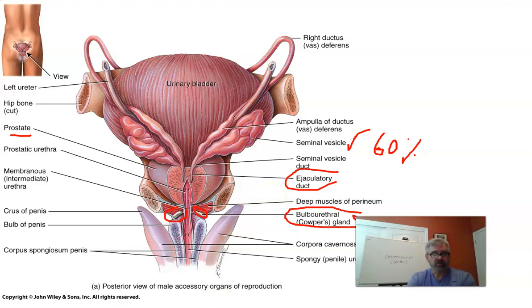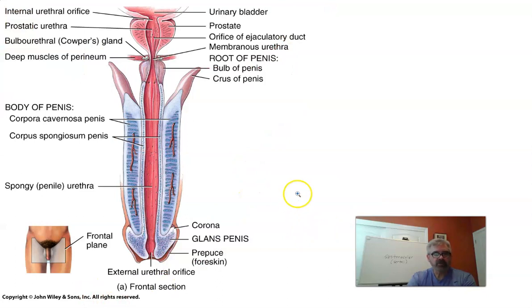All right, so let's look at our final structure here. We'll look at the penis. Let me erase all my drawings here. View here and look at the picture down here in the corner so you can see the frontal plane as this hangs straight down and we take a frontal cut through here. The urethra of the penis delivers semen into the vagina as well as excretes urine.